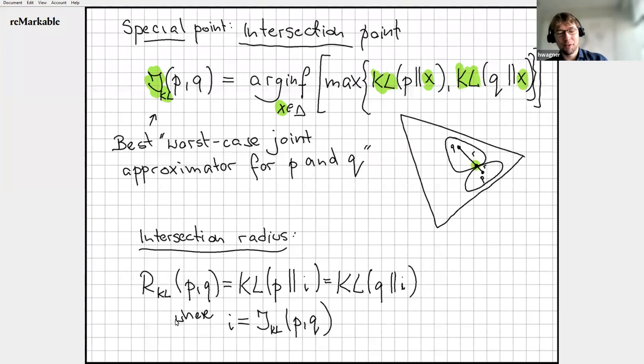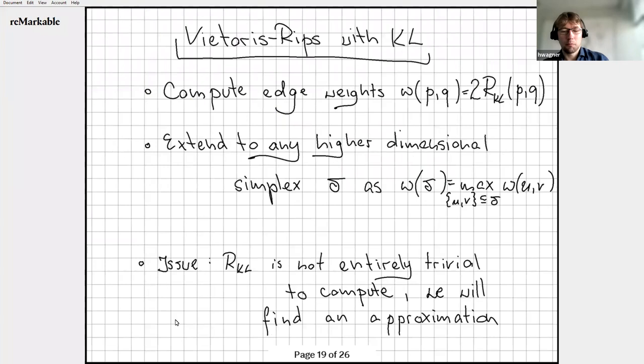So we have this intersection point, and we also have the intersection radius, which is simply the radius at which this first intersection occurred, which is literally the KL divergence from P to the intersection point, the same as the KL from Q to I. With this, we could already define a satisfying Vietoris-Rips filtration. Just to be consistent with the metric case, we compute the edge weights as, let's say, twice this intersection radius. Then once we have the one skeleton, we just extend this information to higher dimensions as usual.